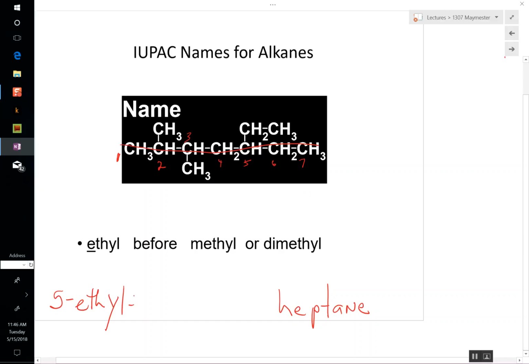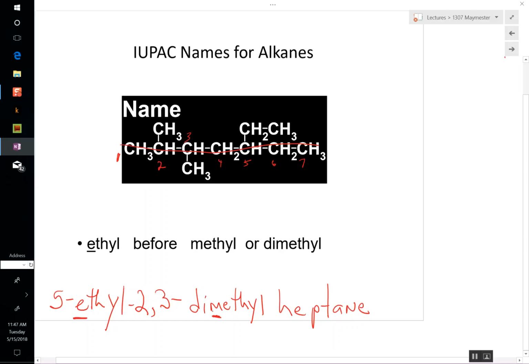Should have let you name this one. But we got methyls on carbon what? 2 and 3. Okay, how do we do that? We put a 2, comma, 3, dash, dimethyl, heptane. And we're alphabetizing off of the E and the M.